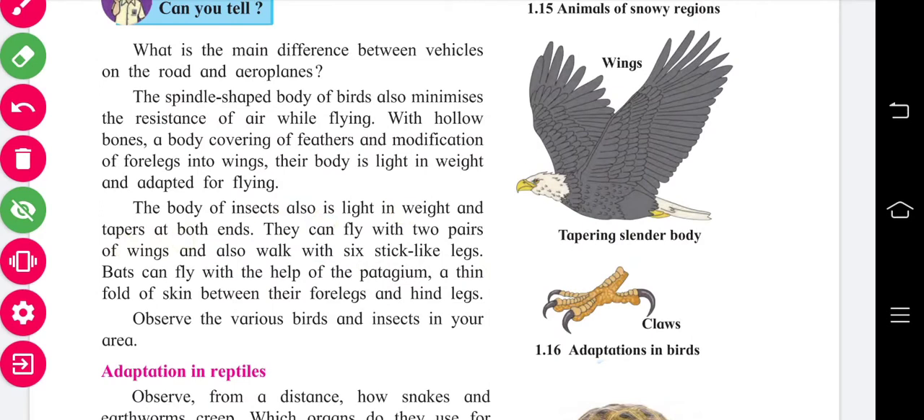After that, bat, you know that bats can fly with the help of their pinions and a thin fold of skin between their forelegs and hind legs.